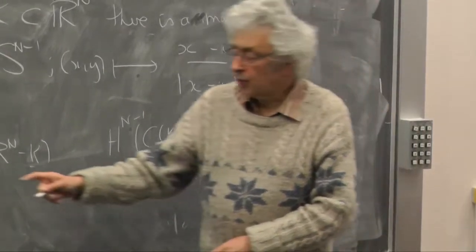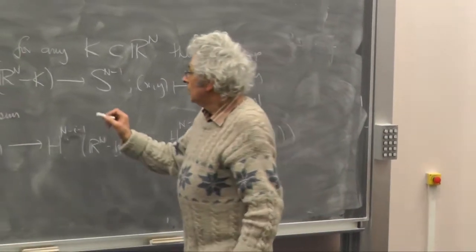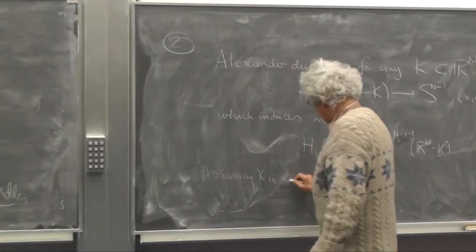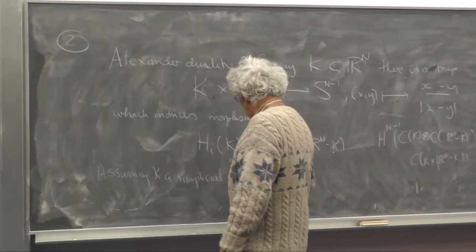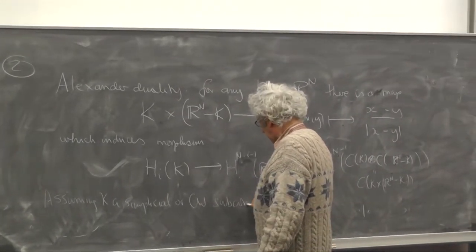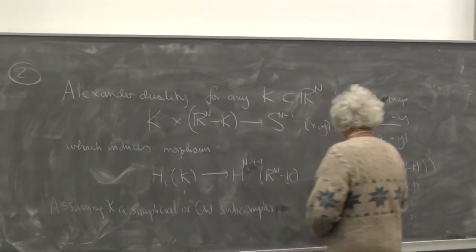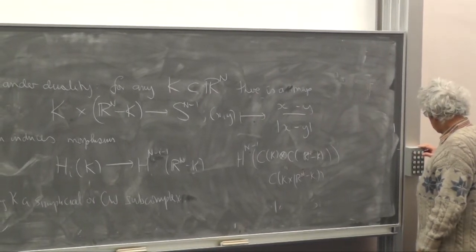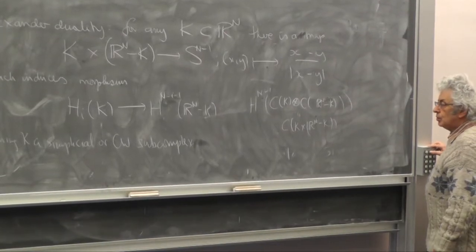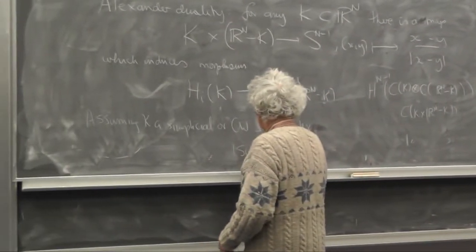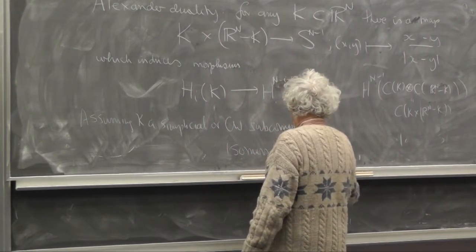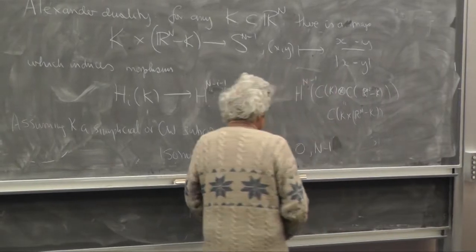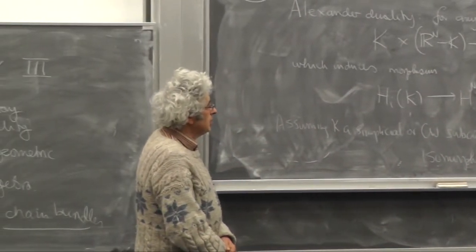You have to be rather careful about which type of cohomology to use. But we'll assume K is, say, a simplicial or CW subcomplex, then these maps are isomorphisms for i not equal to 0 and not equal to n minus 1. So it's a very nice theorem. And what's very good about it is there's very explicit duality like that.